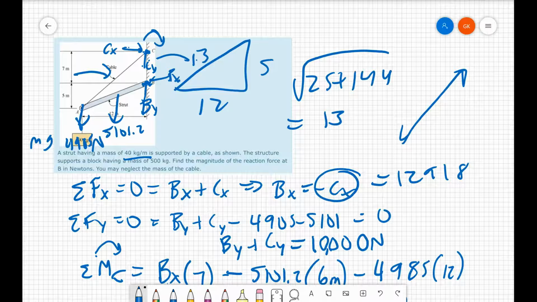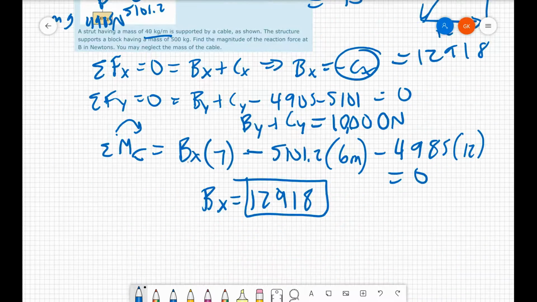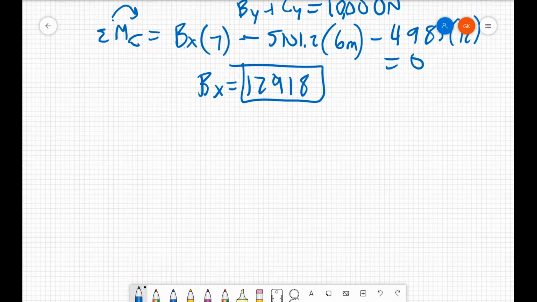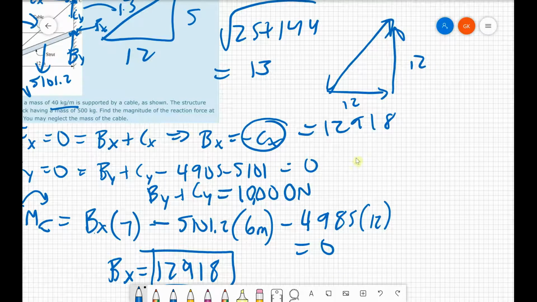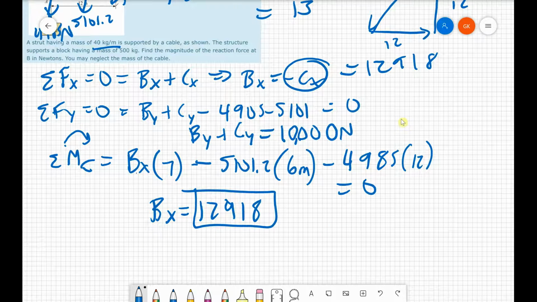It's a two-force member, and if you know one component of that force, you know both components of that force. And I know that this is 12 and this is 12. It goes 12 meters down, and 12 meters over. So its slope is 1 to 1, which means that if the x component is 12,918 newtons, then the y component is also 12,918 newtons. As long as I've done my math right, which is always questionable.